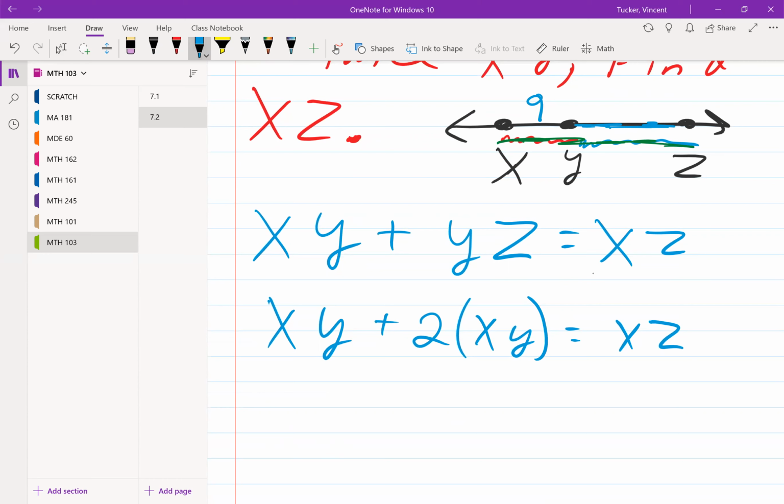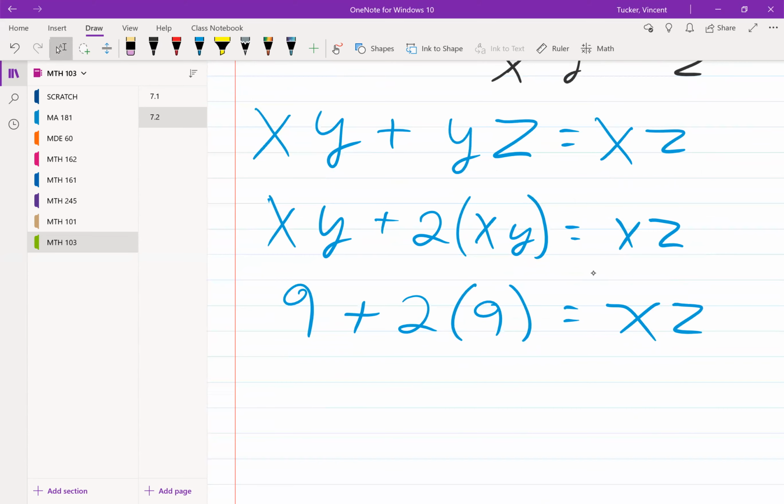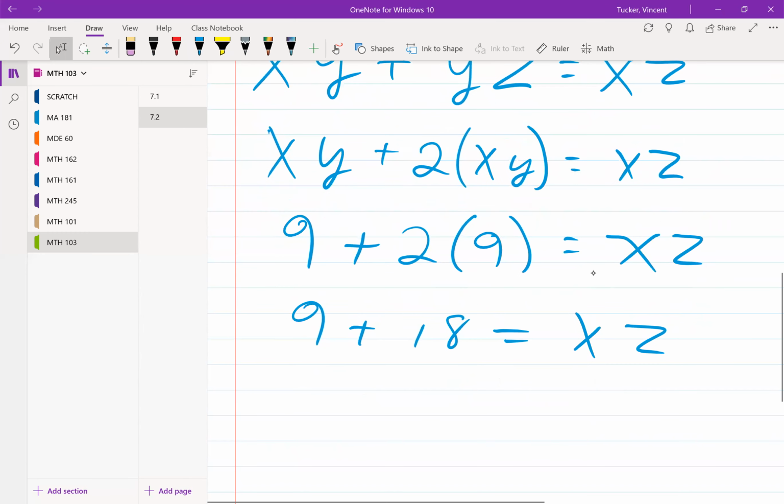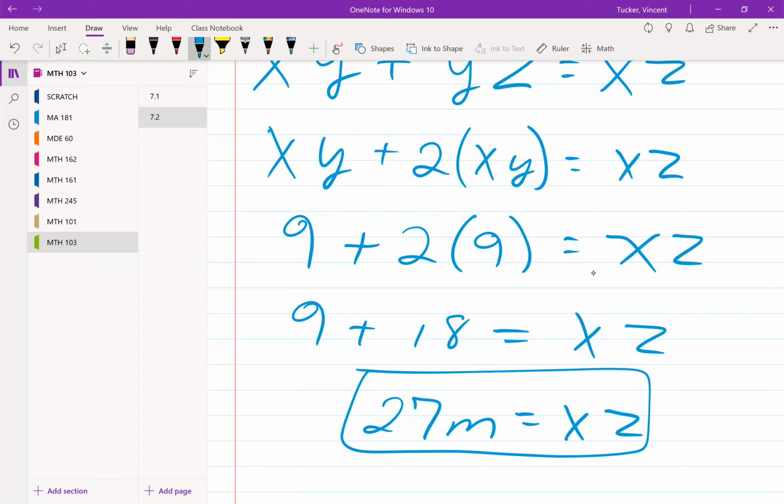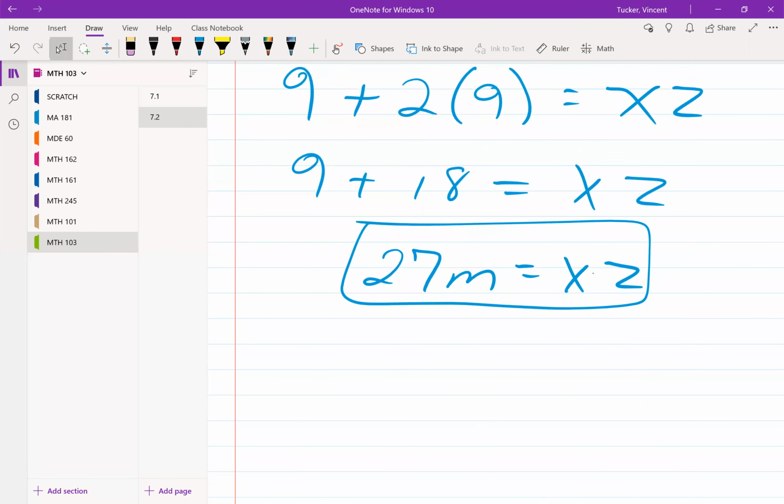Now we know XY to be 9. So that means YZ is 2 times 9, is 27. So XZ would be equal to 27 meters. All right. Let's see where else we go on. Guess we do one more like that.